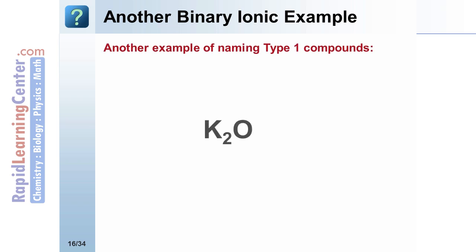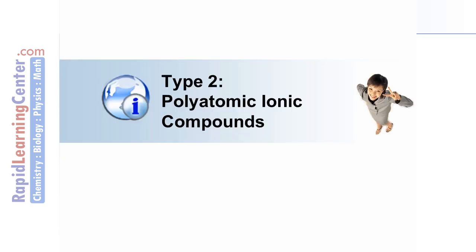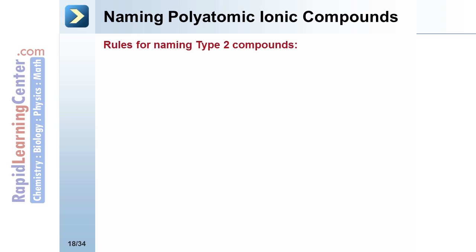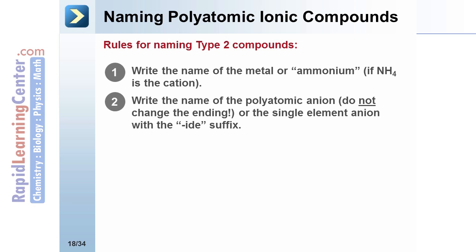Another example is K2O. K is potassium. O is oxygen, which becomes oxide, potassium oxide. The next type of compound to name is the polyatomic ionic compound. Write the name of the metal or ammonium, which is the only cation polyatomic ion. Write the name of the polyatomic ion. Do not change the ending of a polyatomic ion.